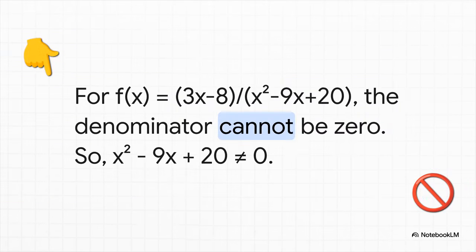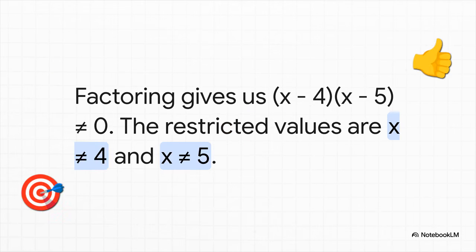Okay, check out this example. Now, the absolute first thing to realize is that for finding the domain, the top of the fraction, the numerator, does not matter at all. We can completely ignore it. Our entire focus is on that denominator. We need to figure out what values of x would make x squared minus 9x plus 20 equal to 0. And to solve this, we just factor it. So we're looking for two numbers that multiply to positive 20 and add up to negative 9. And that's got to be negative 4 and negative 5.